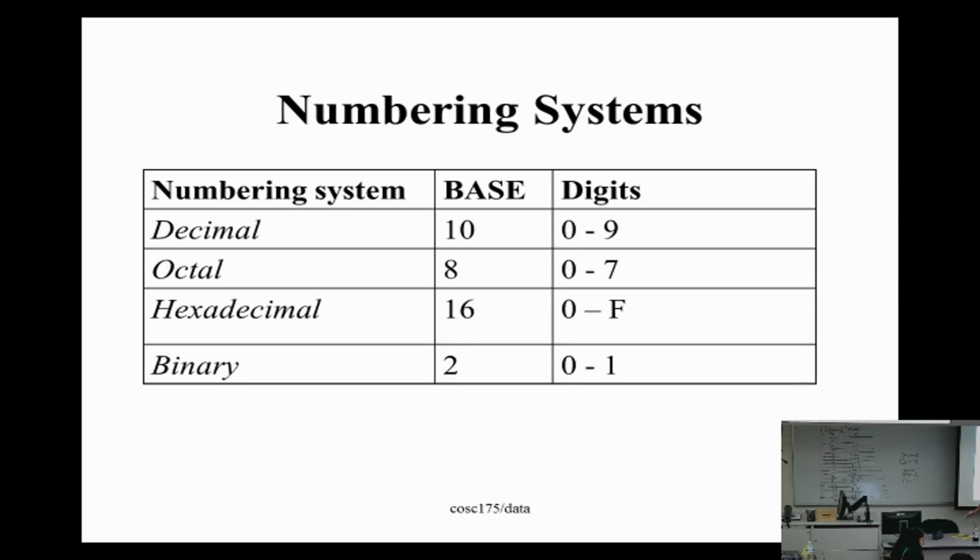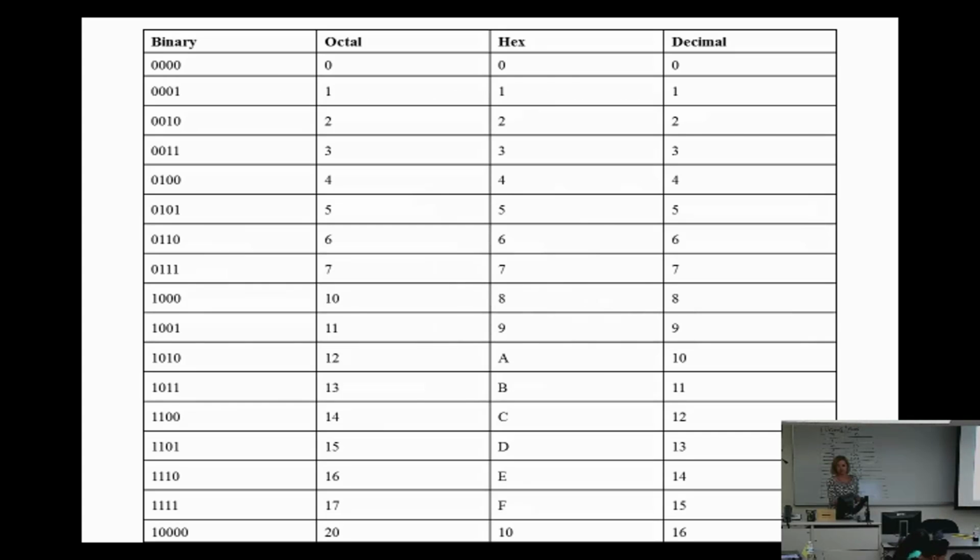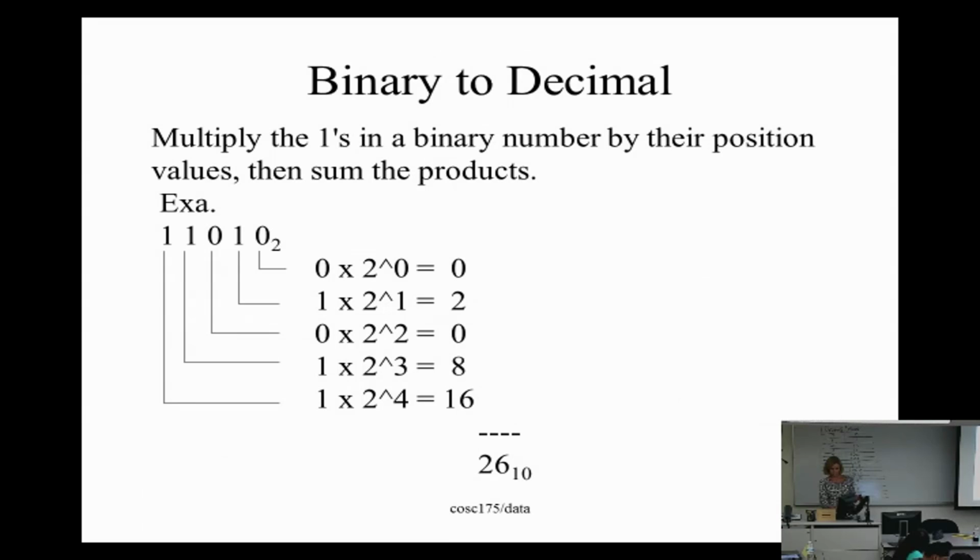Now let's talk about how we're going to go from binary to decimal. If I put up this number right here, it looks like a binary number, but the way to be sure is to put a 2 as a subscript right here. That indicates it's a base 2 number. Does that make sense?